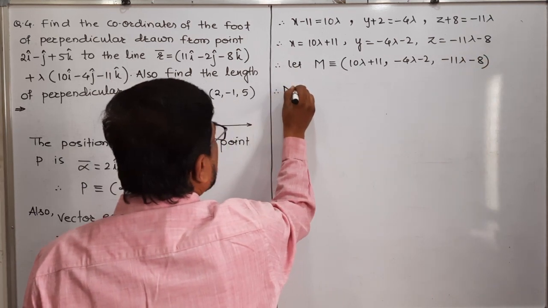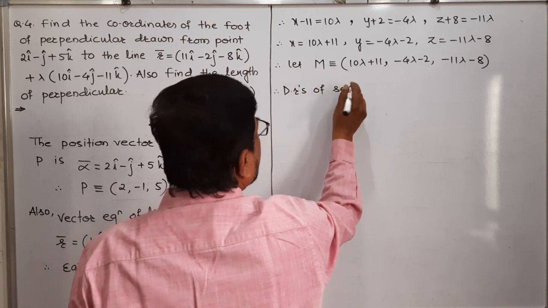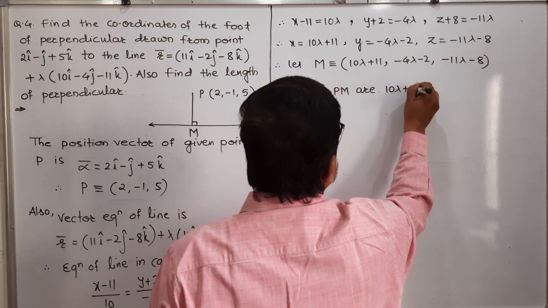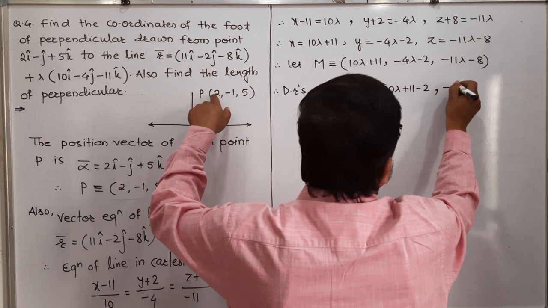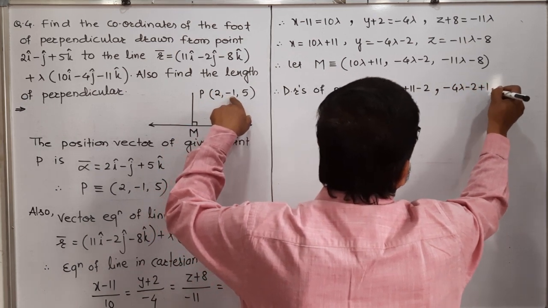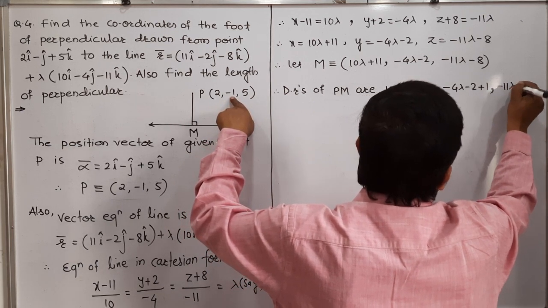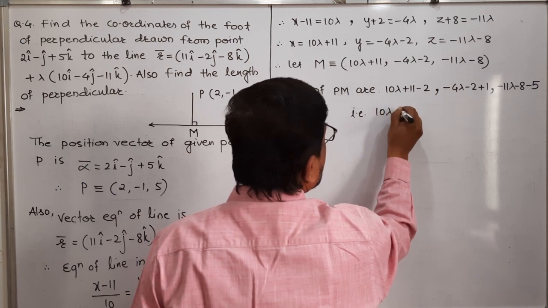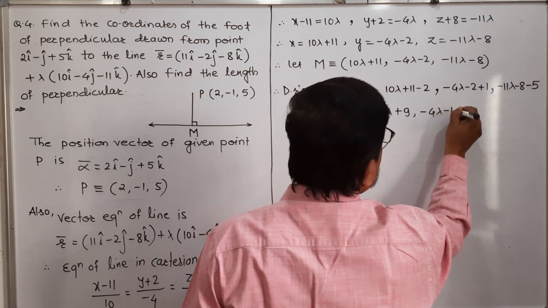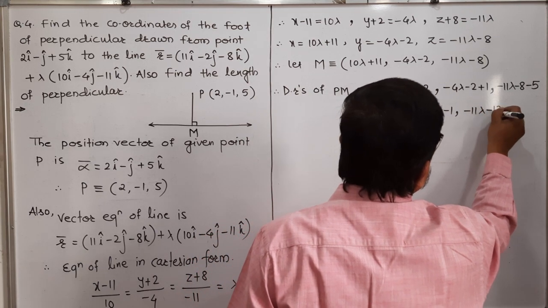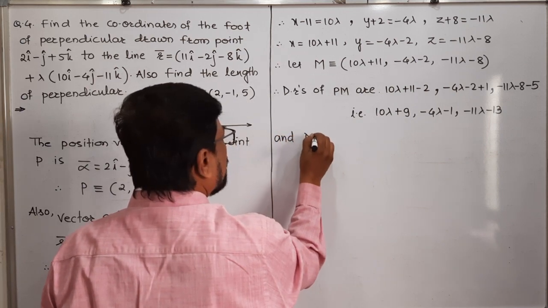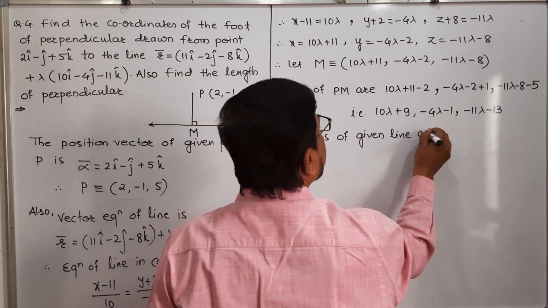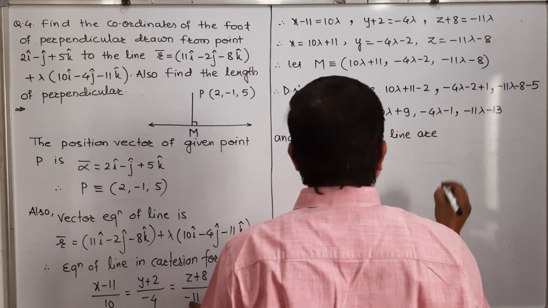Therefore, direction ratios of segment PM are 10 lambda plus 11 minus 2, minus 4 lambda minus 2 plus 1, minus 11 lambda minus 8 minus 5. That is 10 lambda plus 9, minus 4 lambda minus 1, minus 11 lambda minus 13. And direction ratios of given line are 10, minus 4, minus 11.